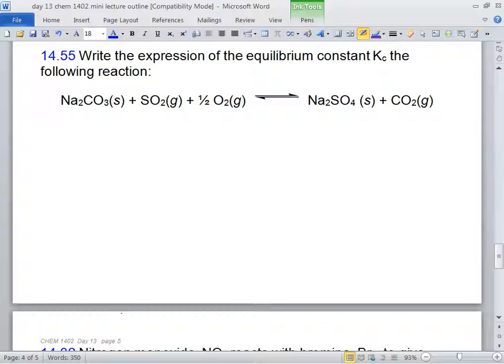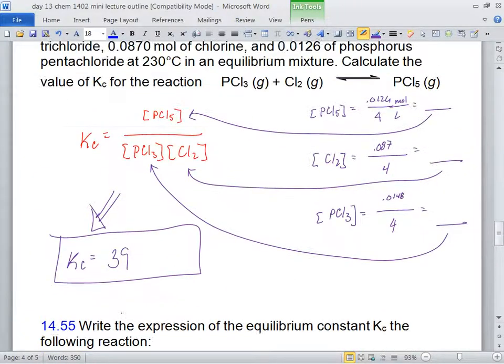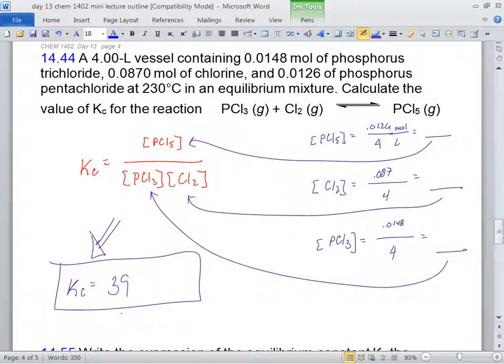Did you see? Want to see that? Right? Just divide moles by liters every single time.